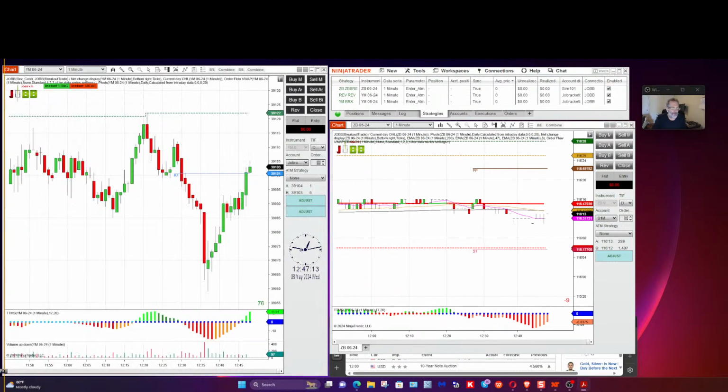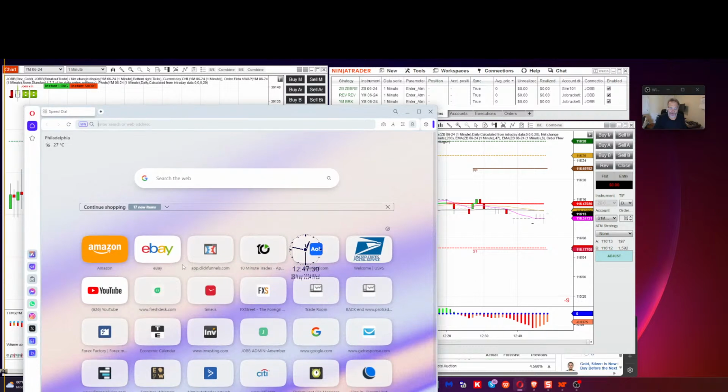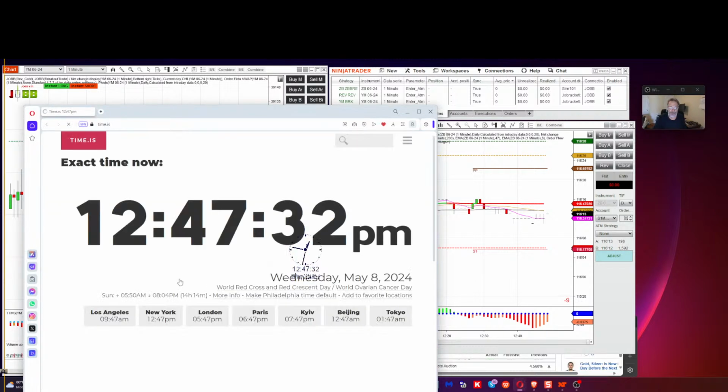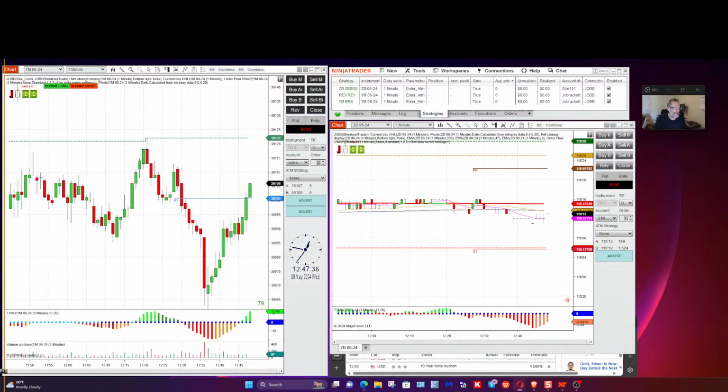Okay, any questions? Let's check our time sync. We haven't checked our time sync. We want to make sure that your computer is in sync because we're trading up to the second, right? By going to the website time.is, it checks the sync of your computer.